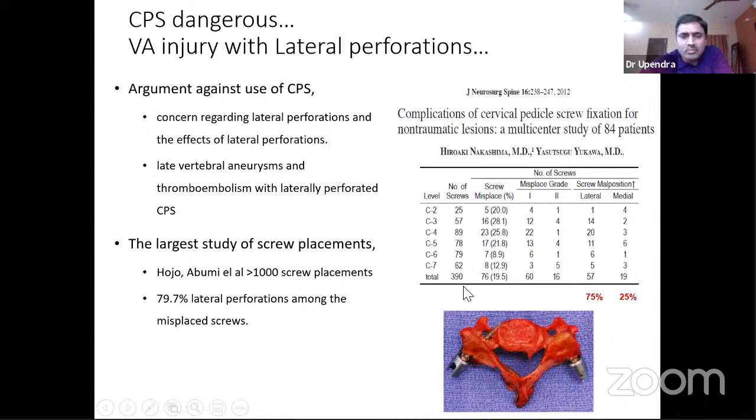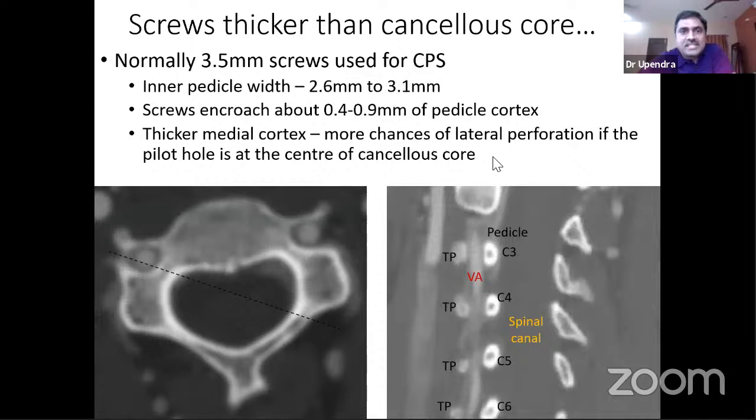If you see most of the studies, from evaluation, around 15 to 20 percent perforations have been noted. Most of these perforations, almost 75 to 80 percent, are lateral. So that's quite a concern for us. Why does this happen? Now, if you actually see, the screws which we put are 3.5 mm and the inner pedicle diameters were between 2.5 to 3.